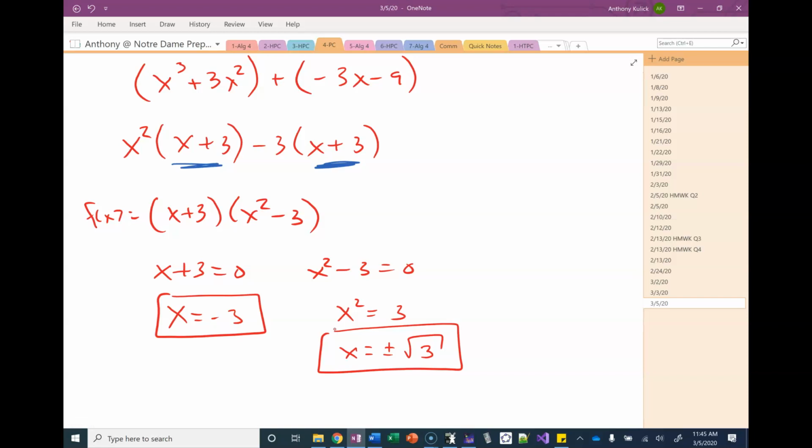So there's my zeros. That's all we had to do for that one. We were able to do it without doing any synthetic divisions. Now, you certainly could have done this with synthetic divisions. Would you like to do that?